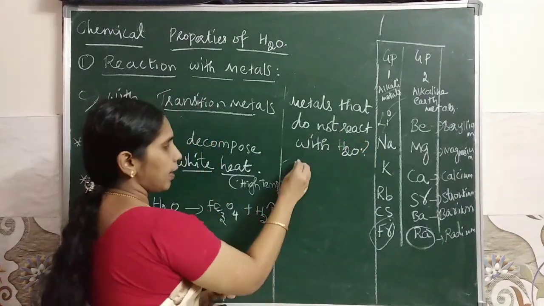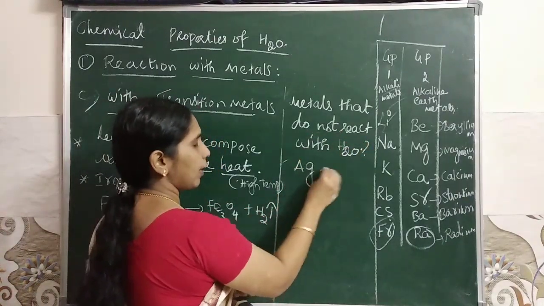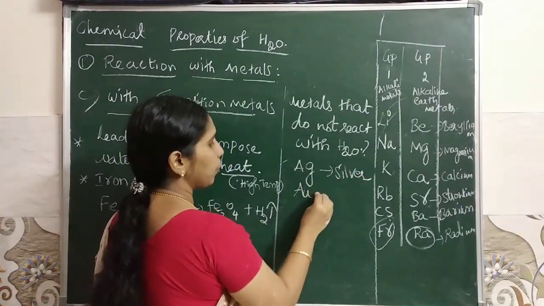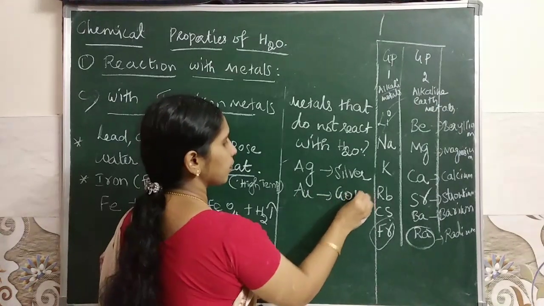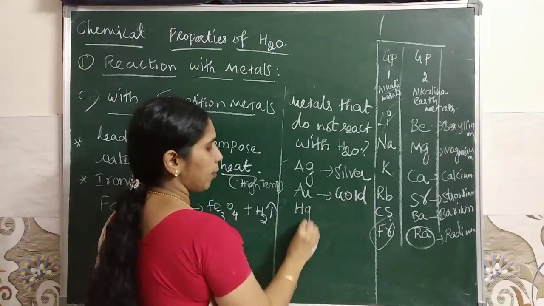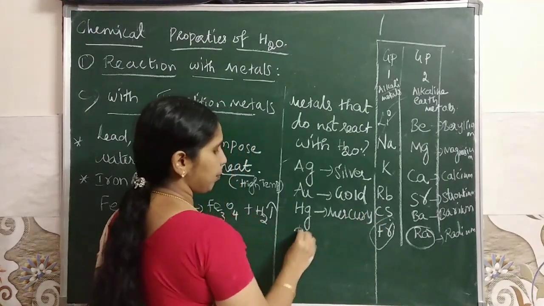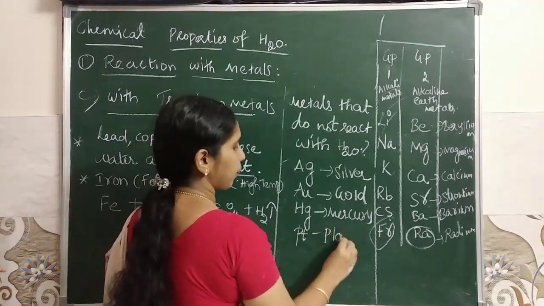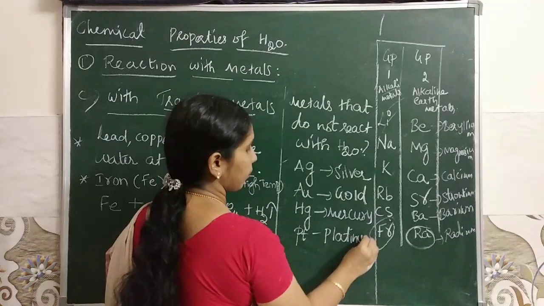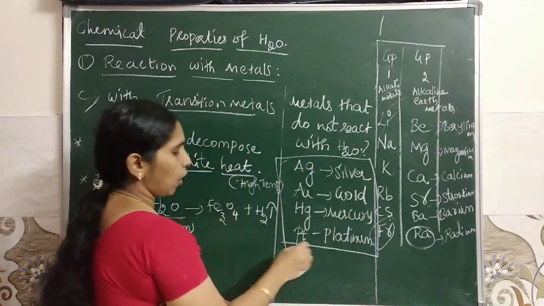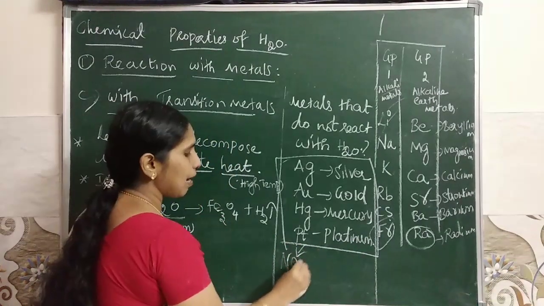What are they? That is silver. Ag is silver. Au is gold. Hg is mercury. Pt is platinum. So these are collectively called noble metals.